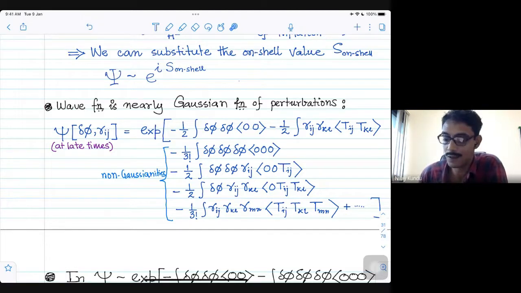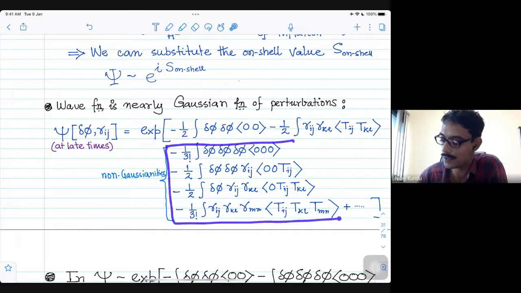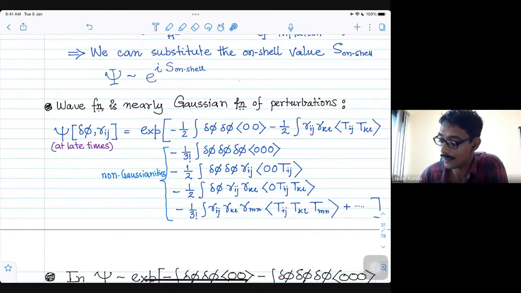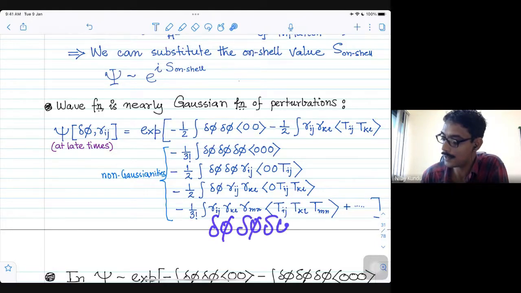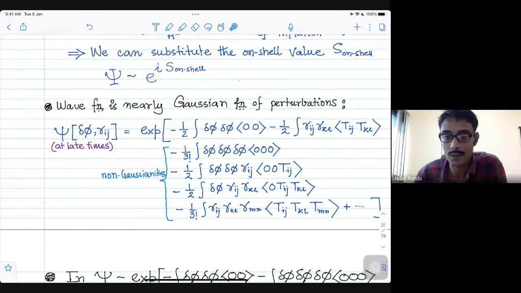But we don't see it to be Gaussian, but there are tiny fluctuations or departures from Gaussianity, and those are represented by these numbers, where you can see higher point moments of these perturbations are present. So I can have a delta phi cube, I can have two delta phi and one gamma ij, I can have one delta phi and two gammas, and then I can have gamma gamma gamma. Then these dots will be similar terms with delta phi delta phi delta phi delta phi, and so on. And all of them will be denoting the non-Gaussianities. Okay. Any question so far?